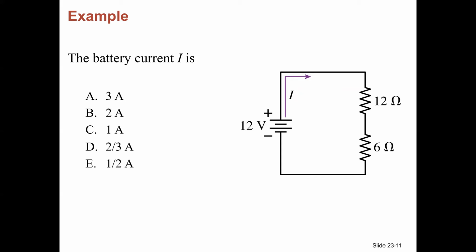So from here, the strategy is find the equivalent resistor, then use Ohm's law to get the current. And then when you've got the current, text your answer A, B, C, D, or E in the chat.